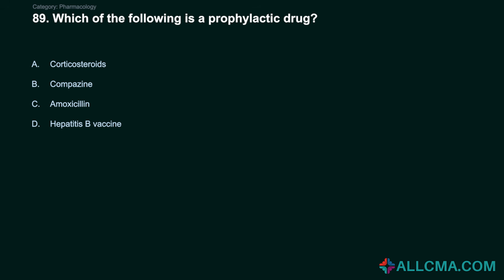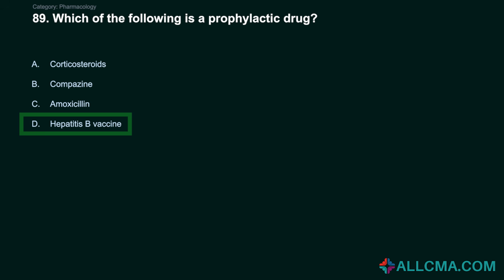89. Which of the following is a prophylactic drug? A. Corticosteroids. B. Compazine. C. Amoxicillin. D. Hepatitis B vaccine. Correct answer, D.